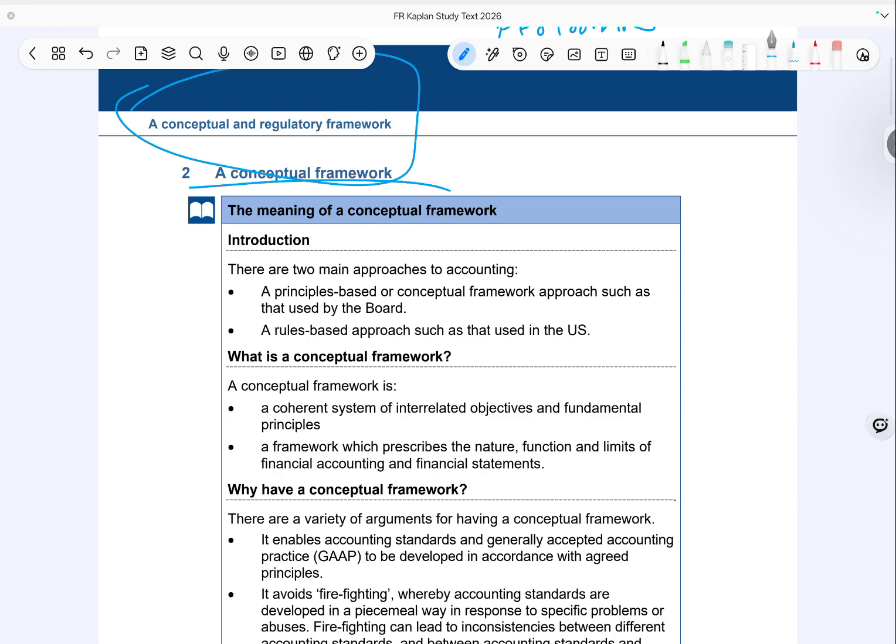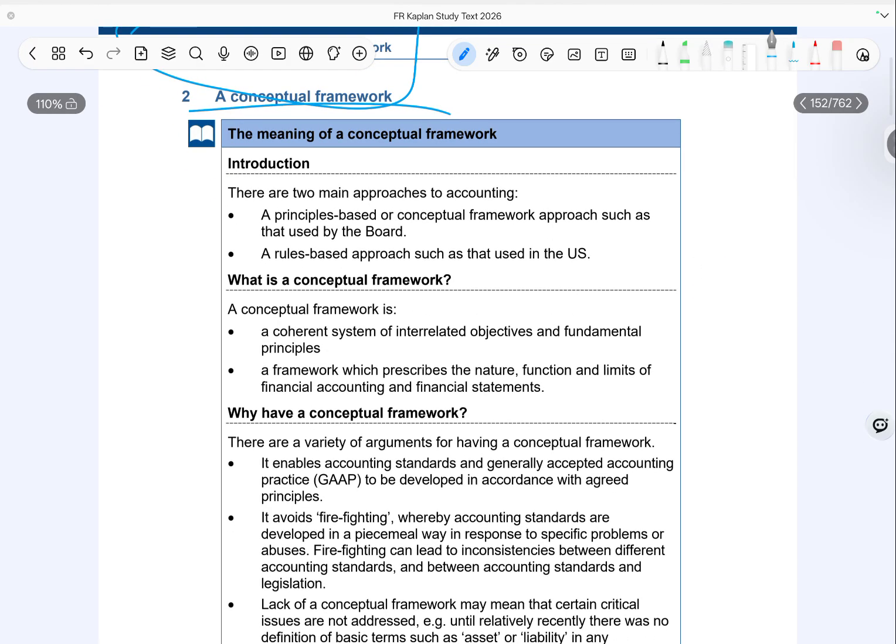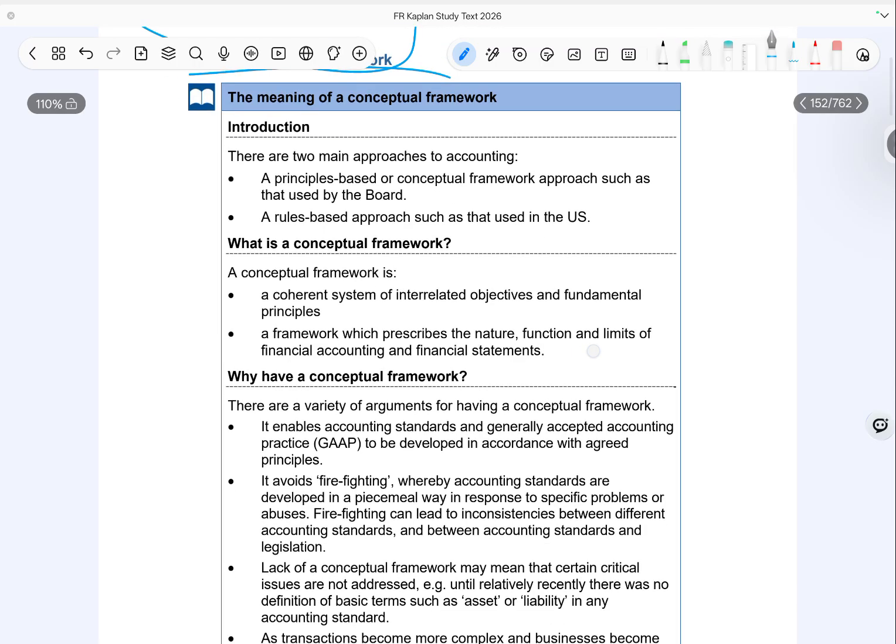What is a conceptual framework? Think of the conceptual framework as a blueprint of a house. Before you start building the walls, doors, and windows, you first need a blueprint. Similarly, before creating accounting standards, the IASB first follows a conceptual framework. It is a set of fundamental principles and objectives that guide how accounting standards should be developed. In simple words, the conceptual framework is a foundation on which all accounting standards are built.